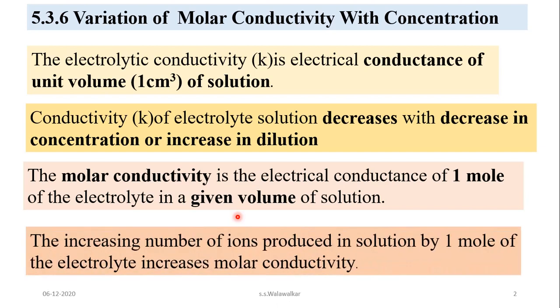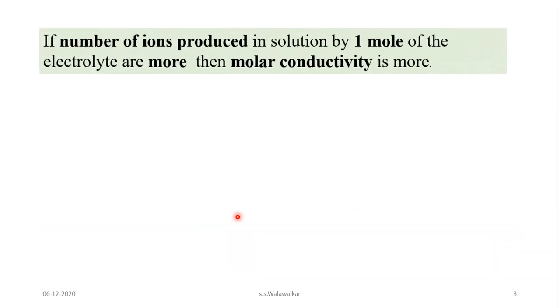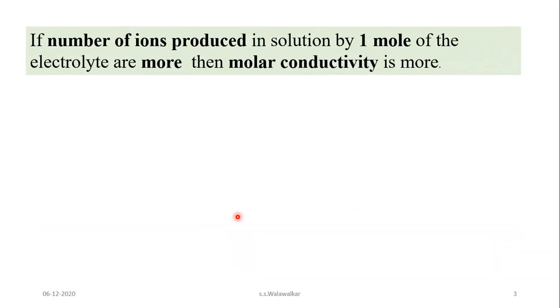And this molar conductivity depends upon the number of ions produced by 1 mole of electrolyte in solution. If the number of ions produced by 1 mole is more, then molar conductivity is more, and if the number of ions produced in solution by 1 mole is less, then molar conductivity is less.